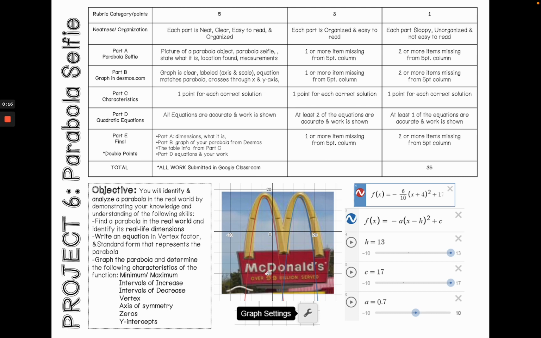First off, the object of this project is to be able to identify parabolas in the real world, meaning wherever you are, in your home or in nature or at school or in a car, you will be able to just look around and identify actual parabolas that are there, whether it be on a design or in nature or whatever it may be.